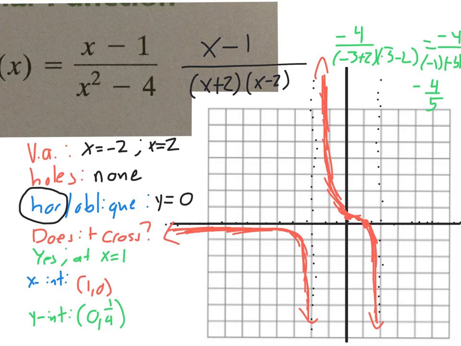Okay, so how many portions of my graph do I have filled out currently? 2. What's the third piece that I need? I need the part that is right of this asymptote. I need to know what's happening over here. So what is an x value I could plug in? I could plug in 3.